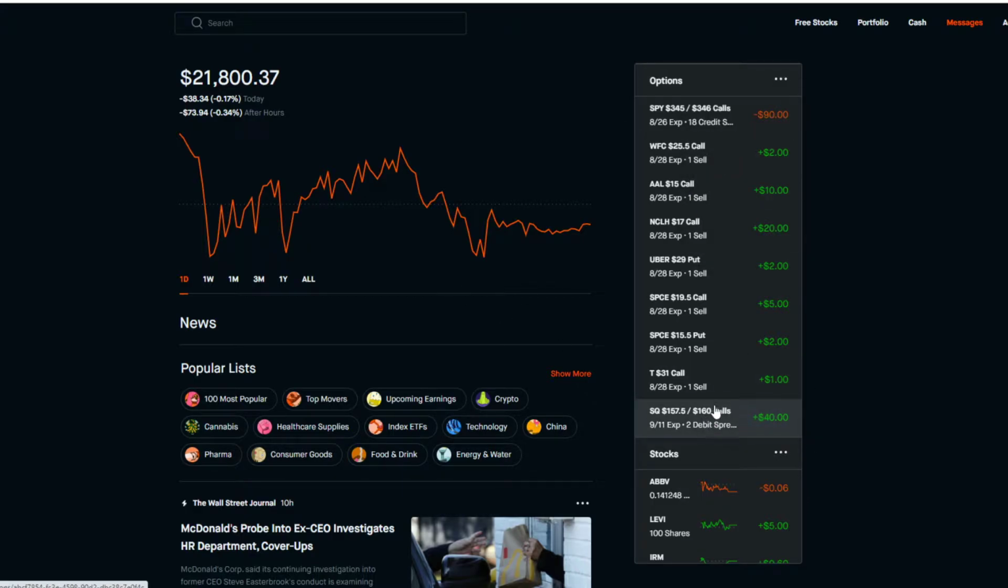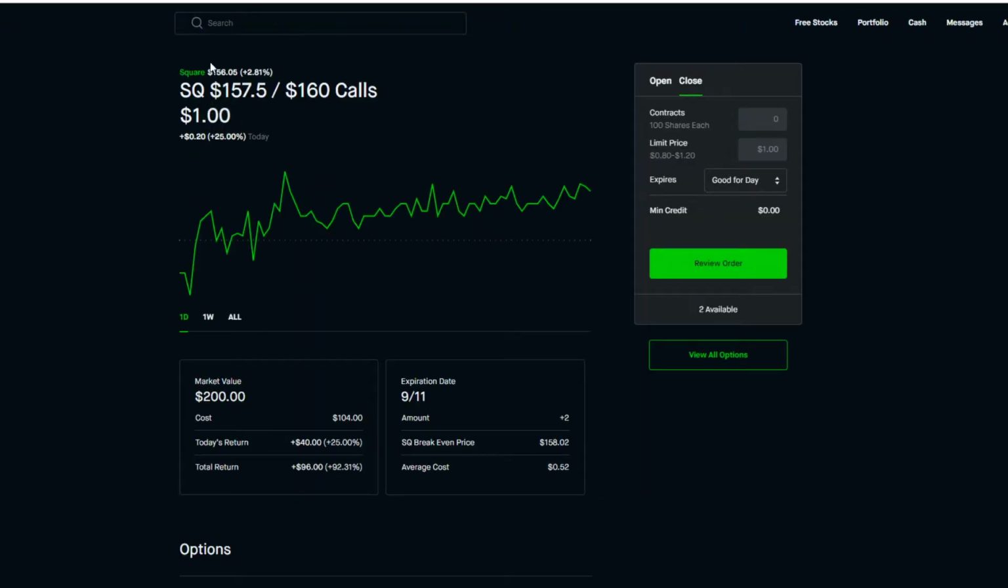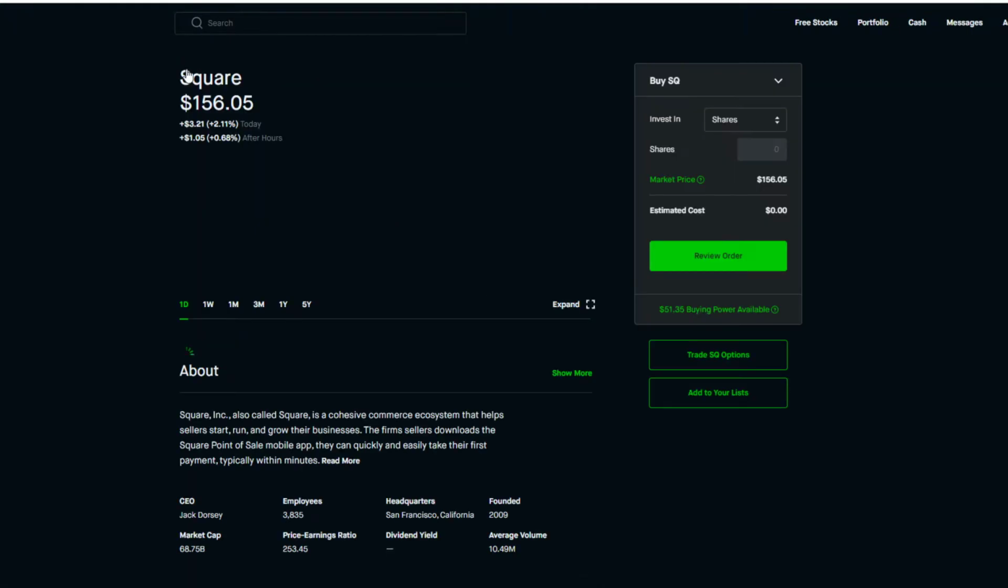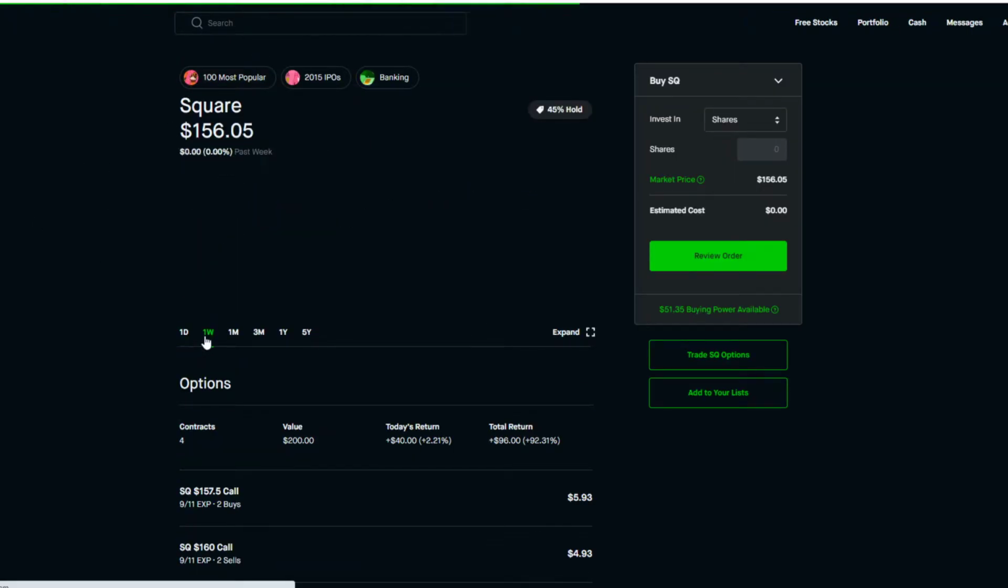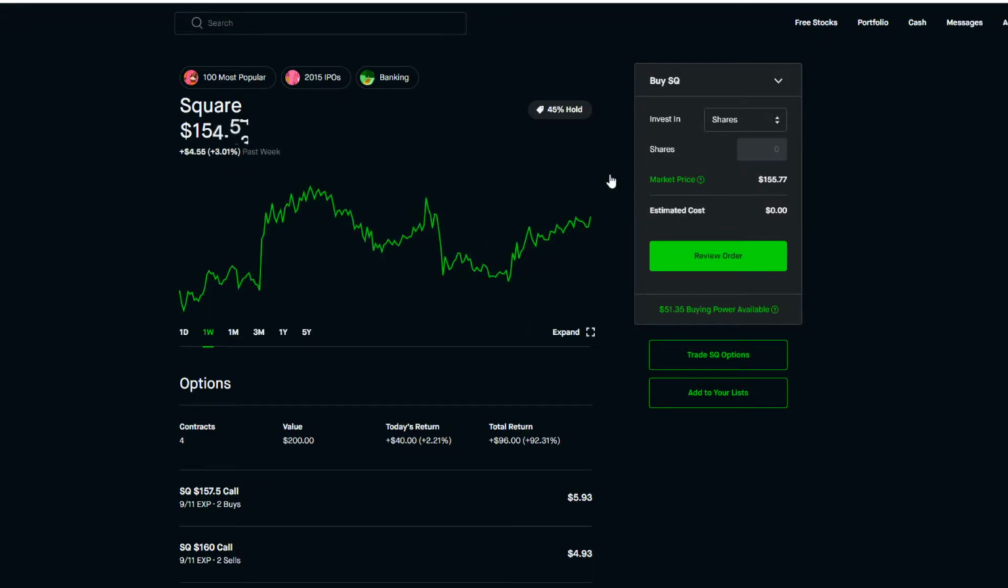So Square looks like it kept going. It's continued to go up a little bit. 2.8% yesterday. So this thing is getting better every day. Not really. We had this dip, but I think it's still trending up. So I'll sell out of that once we've got max gain.